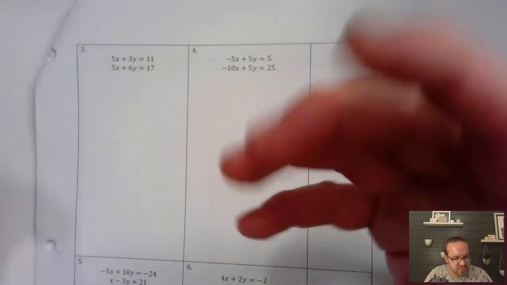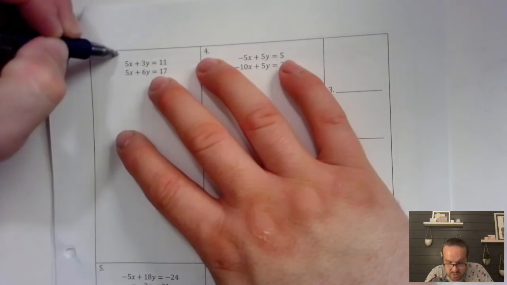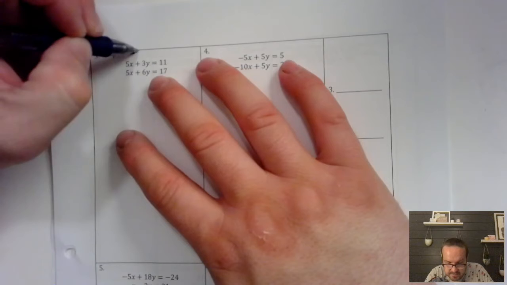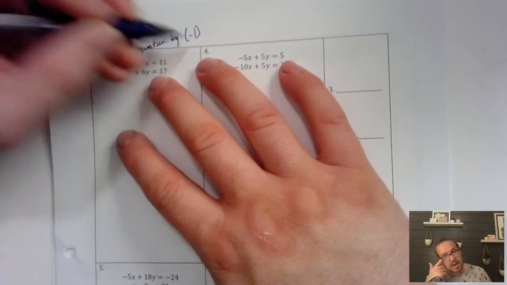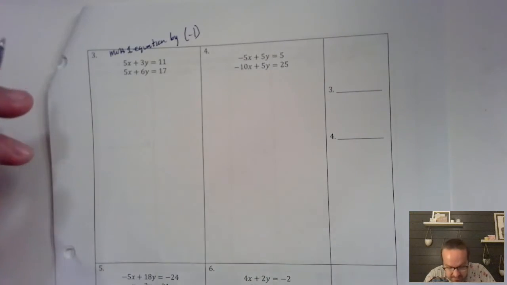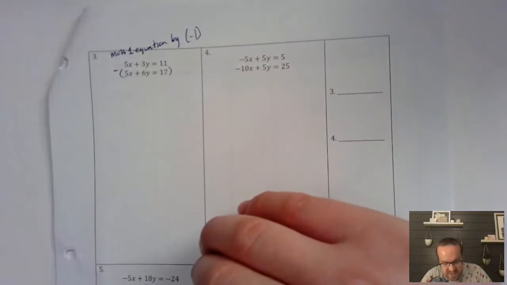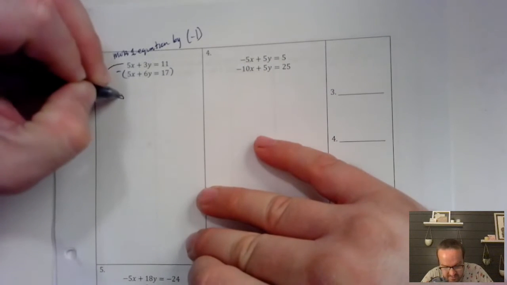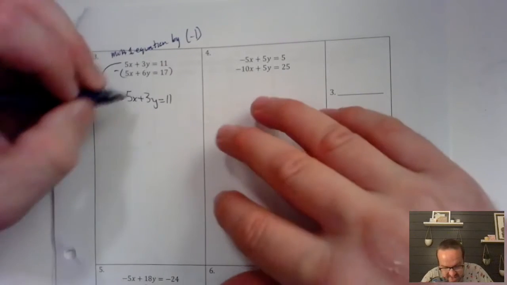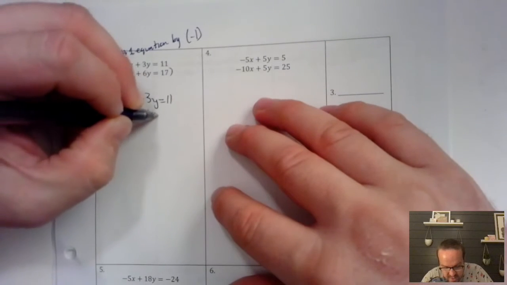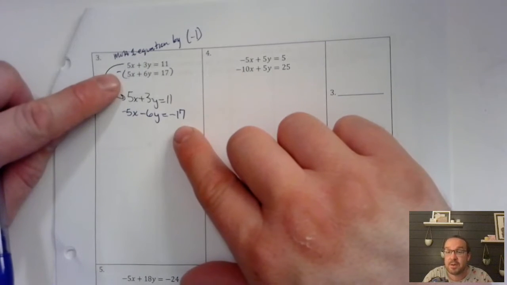But what I can do here is I could just multiply, it doesn't matter which one equation, by -1. Alright, so I'm just going to take a look at the bottom. So I'm going to multiply this all by a -1. So again, my first equation stays the same here: 5x plus 3y equals 11. But what happens is I have a -5x, a -6y, and a -17. It doesn't matter. You could have multiplied the top equation by -1.